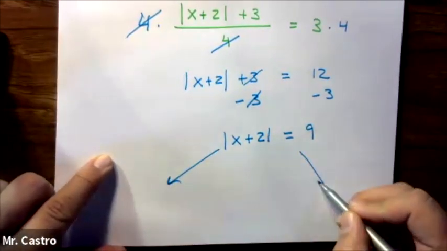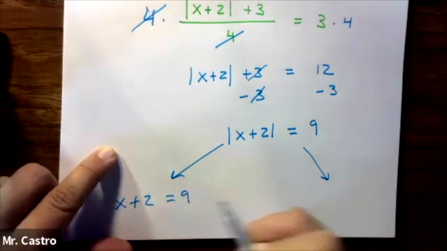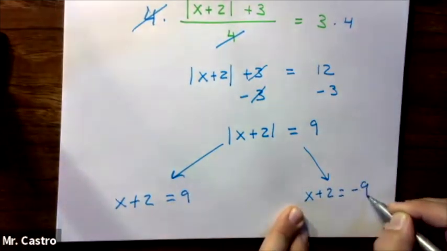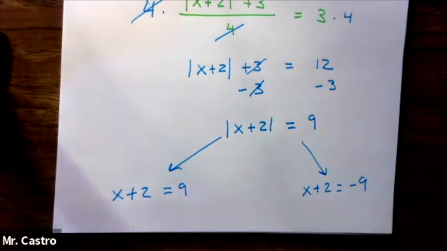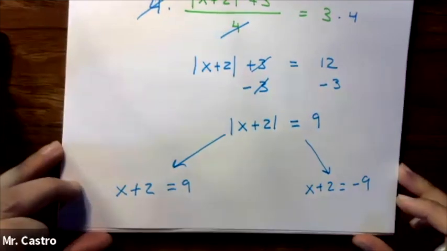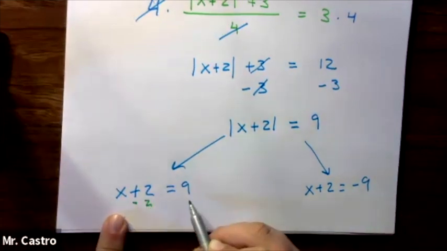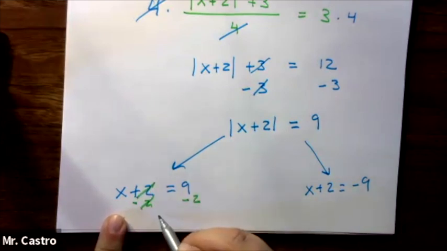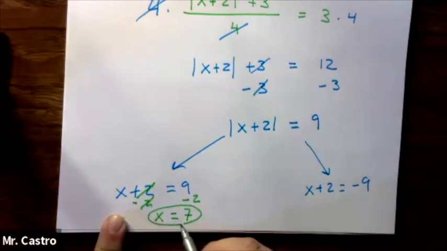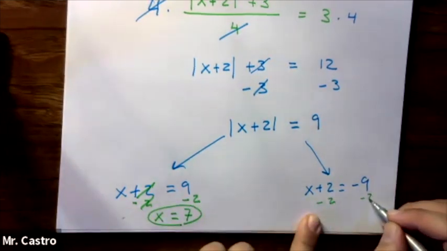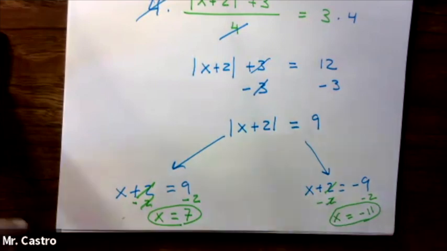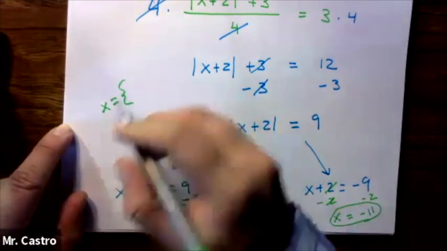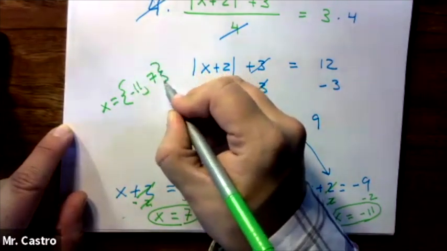So this can be two things. X plus 2 can equal 9. X plus 2 can equal negative 9. 9 or negative 9 in here, given the absolute value, will both result in 9. Why? Because negative 9 and 9 are both equally 9 units from the origin. All right, I subtract 2 from both sides here to get x by itself. X is equal to 7. Over here, I subtract 2 to get x by itself. X is equal to negative 11. So that's where we're getting that x can be negative 11 or 7.